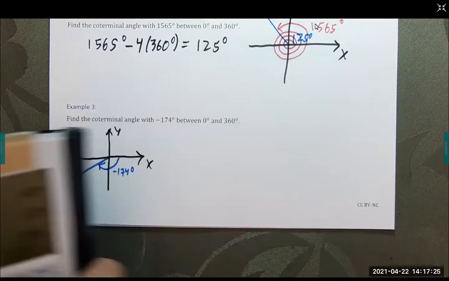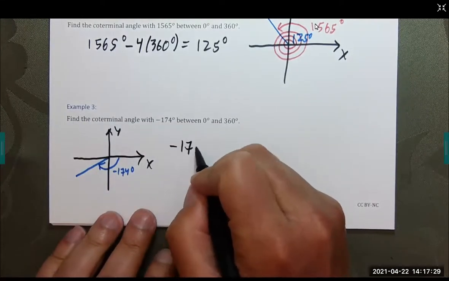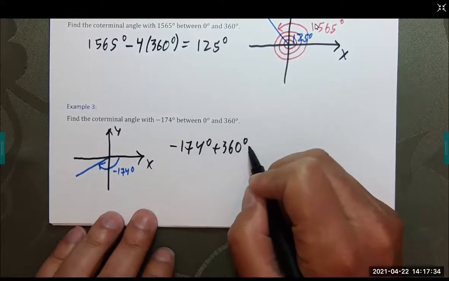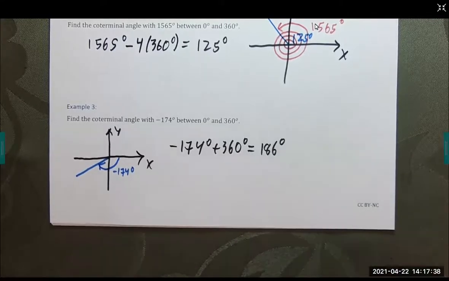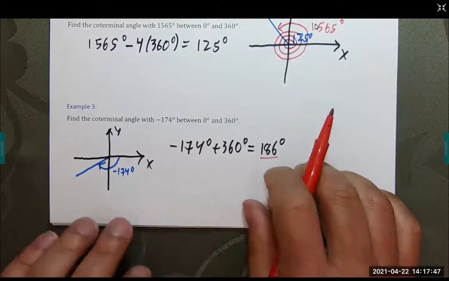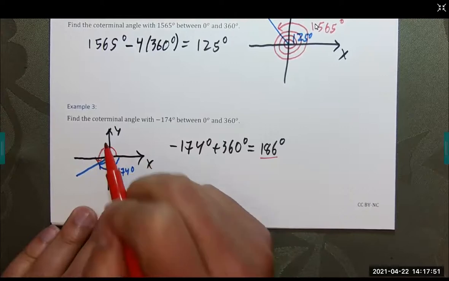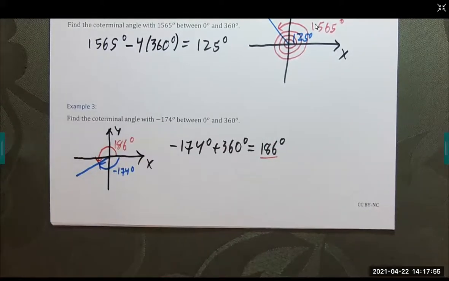So I took the negative 174 degrees and I added 360 to it to get me 186 degrees. So this here is going in the positive direction. 186 degrees. Again, they both get you the same place.